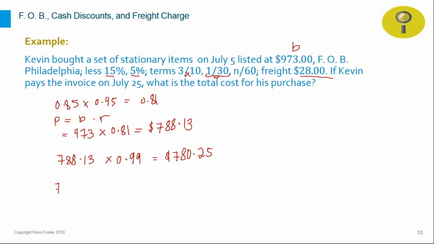Okay, well, you still have to pay the $28. So add 780.25 plus 28, and that will give him the end price, $808.25, and that would be everything that he has to pay on July 25th.